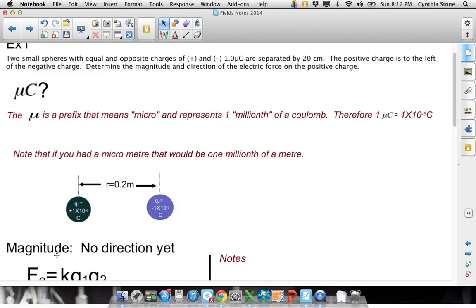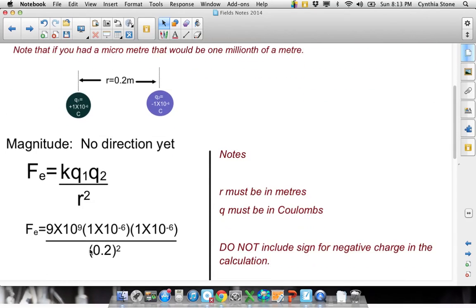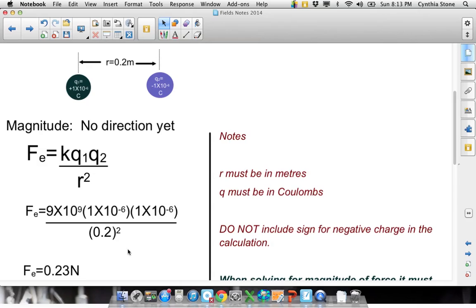When we're looking at magnitude, we're saying no direction. We just want to know the size of the force, and that's just applying the formula. Some important notes, maybe the most important: see how Q2 is negative? I don't put the negative in there. When you're doing this calculation for FE and looking at magnitude, we're looking at size only. We don't care whether it's negative or positive. So you just take the numbers, substitute them in, no negatives, and you get, in this case, 0.23 newtons.